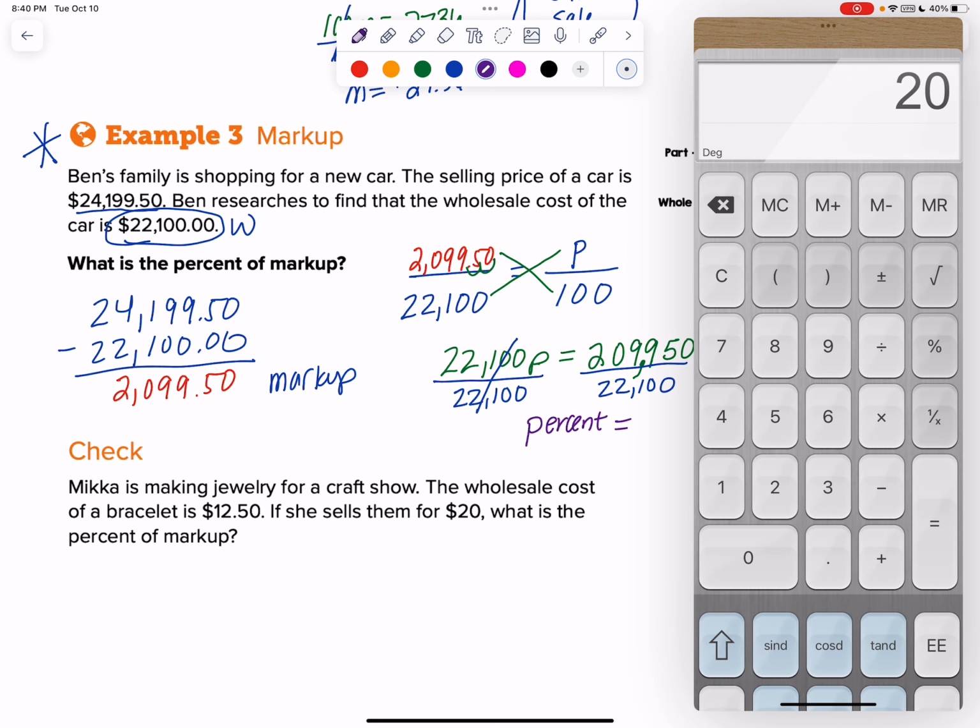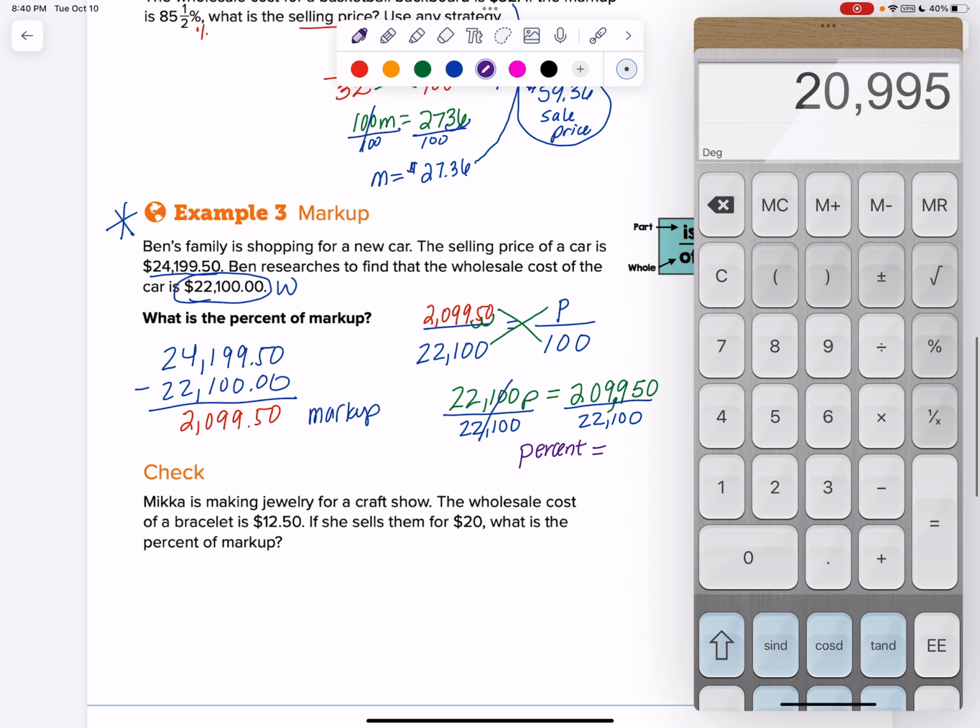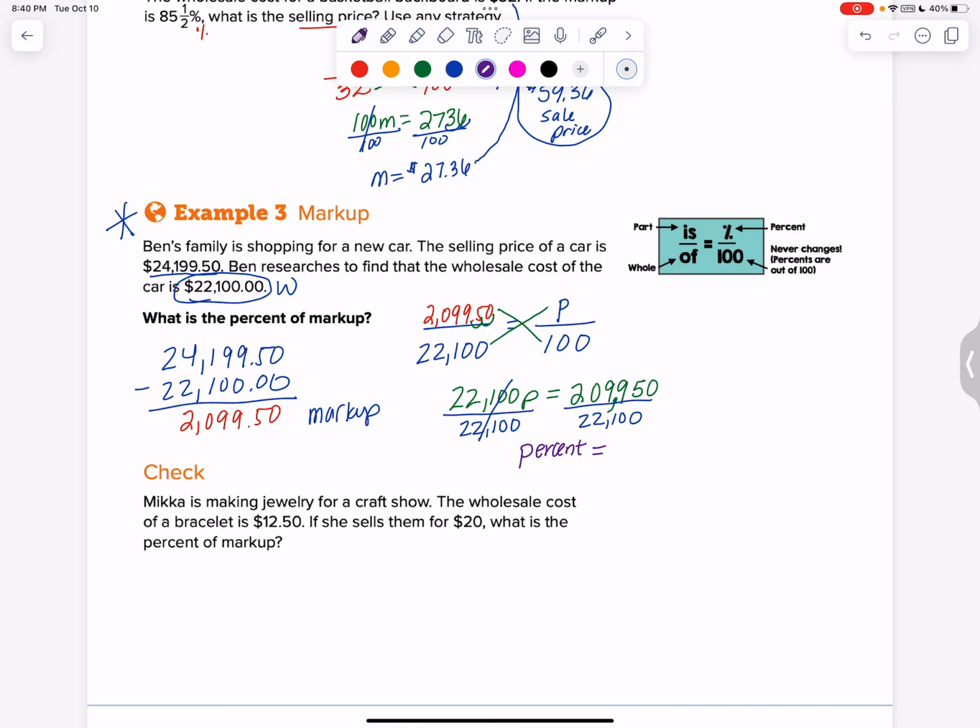209,950 divided by 22,100 equals 9.5. Okay, 9.5. Okay, and so this is the number that goes right here in this spot. So we have 9.5. Okay, and that is our percent. So what is the percent markup? It's a 9.5% markup. And that's what we circle.